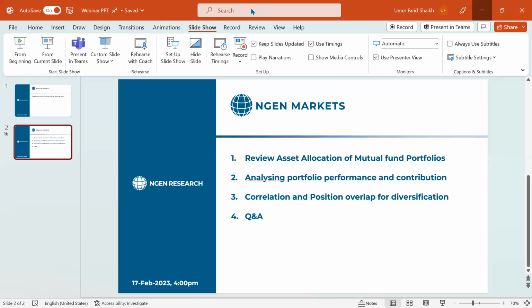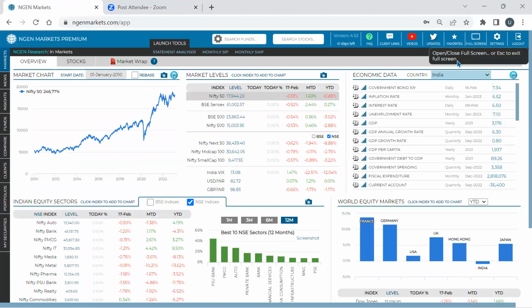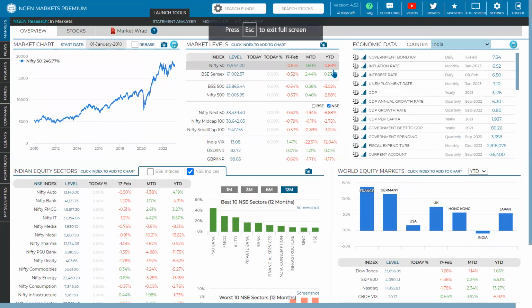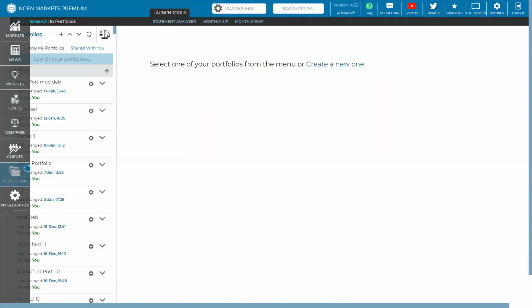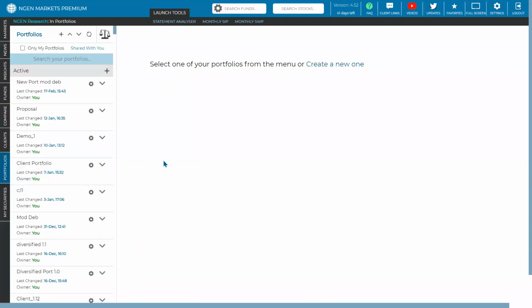So I'm going to share my screen for the engine portfolio analytics. You can see the terminal here. What you can do here is head towards the portfolio section to run portfolio analytics. We're going to analyze the portfolio based on the three parameters we are going to be covering today. So the first step is to add in the portfolios.